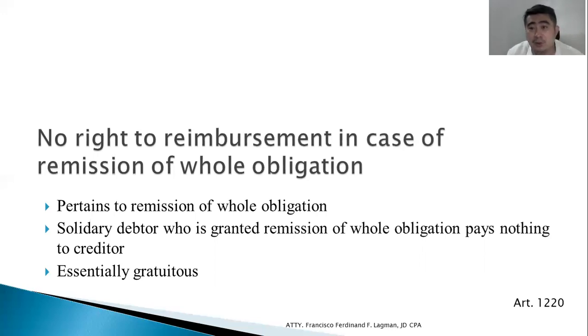Pwede mo sabihin ni A na, dahil sa akin, wala na tayong utang. Pwede ba siyang humingi ng pera kay B at saka kay C? The answer is no. Alright? Kahit sinasabi niya magaling siya na nagkaroon ng remission yung debt nila, hindi siya pwede humingi ng reimbursement.